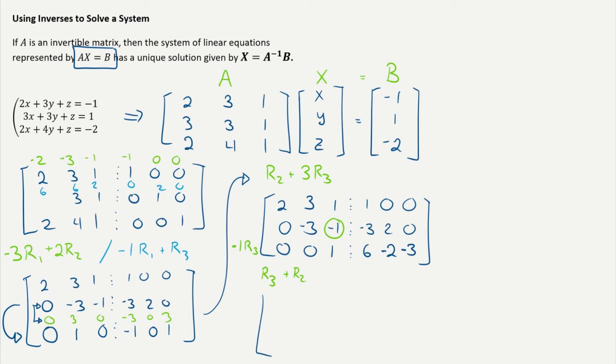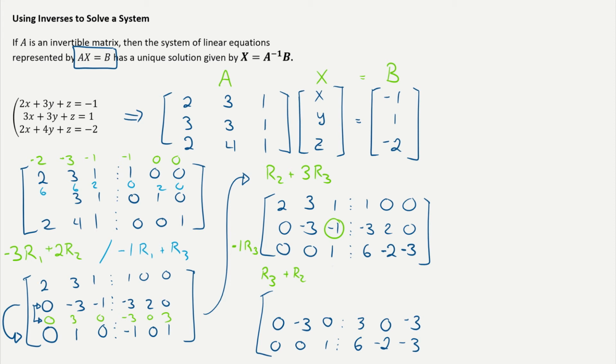Okay, so this time in the matrix, we're keeping the third row the same. We're getting a new second row. So it's 0. 0 plus -3 is -3. 1 plus -1 is 0. 6 plus -3 is 3. -2 plus 2 is 0. And -3 plus 0 is -3.